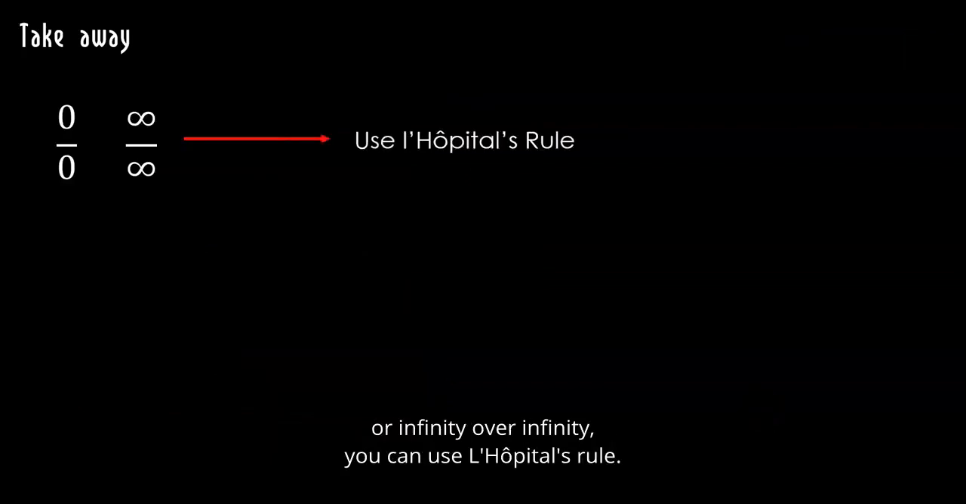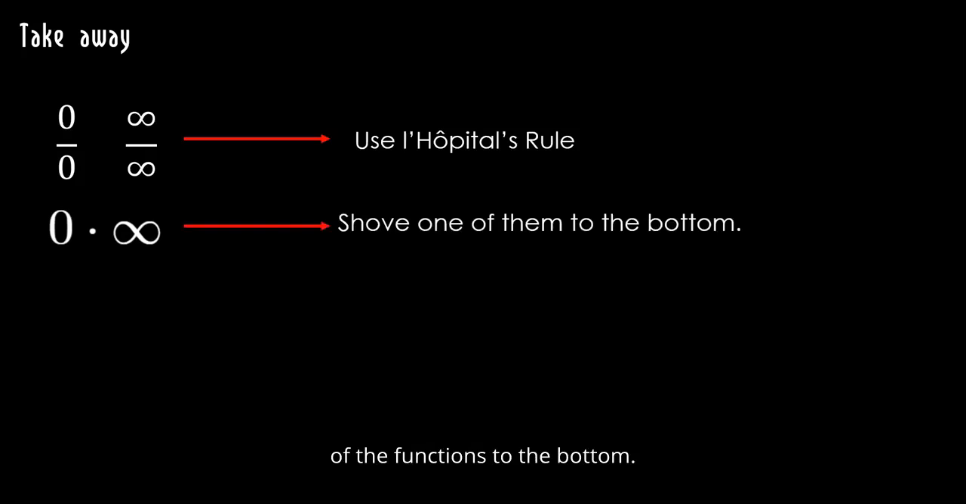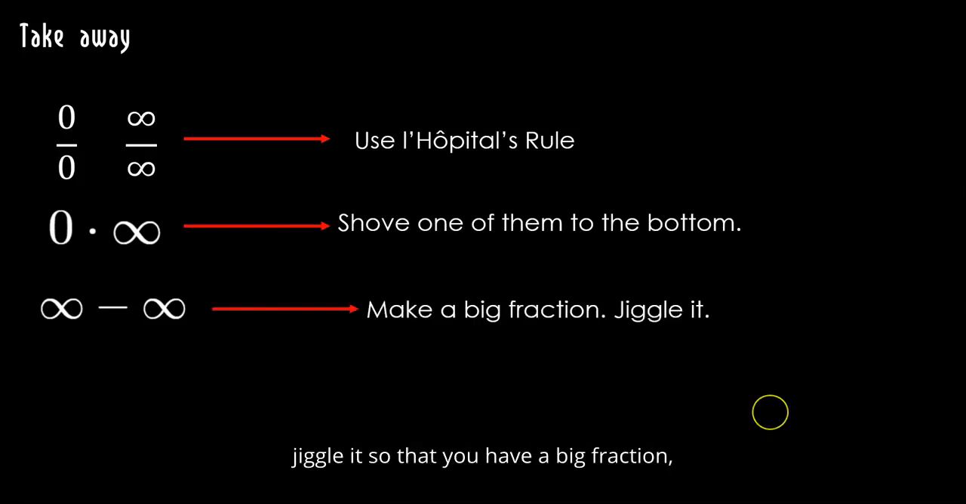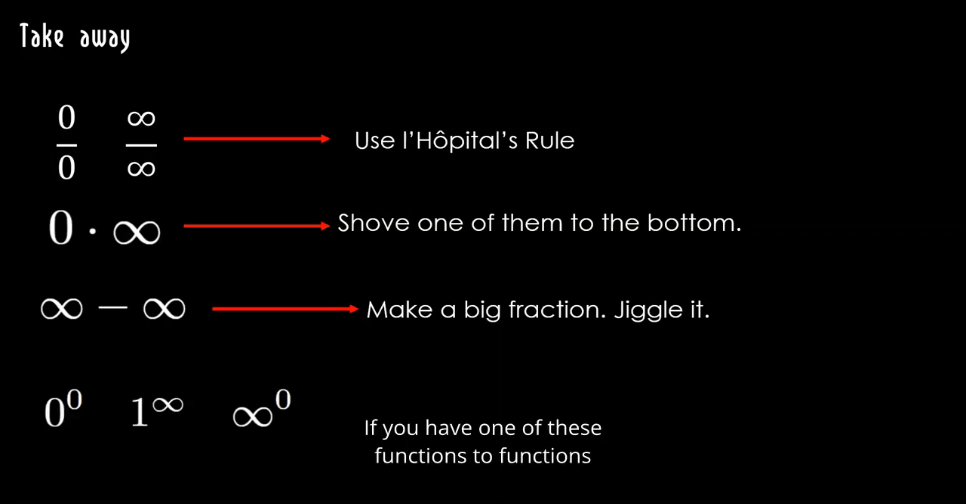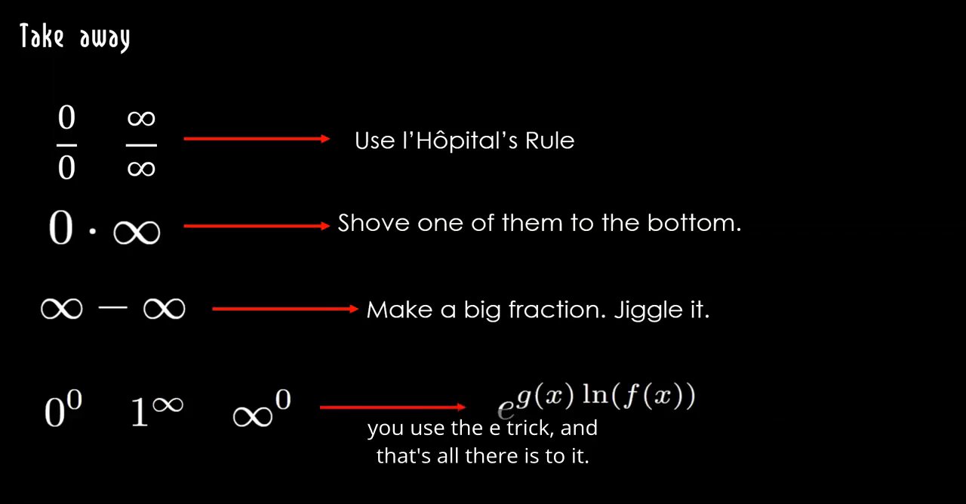So the takeaway from this, if you have 0 over 0 or infinity over infinity, you can use L'Hopital's rule. If you've got 0 times infinity, shove one of the functions to the bottom. Infinity minus infinity, try to make a big fraction, jiggle it so that you have a big fraction so that you can get 0 over 0 or infinity over infinity. If you have one of these functions to a function to give you one of these weird terms, you use the e trick. And that's all there is to it.